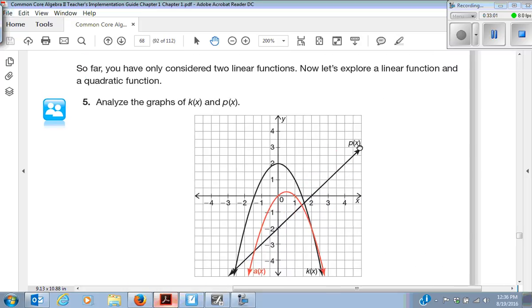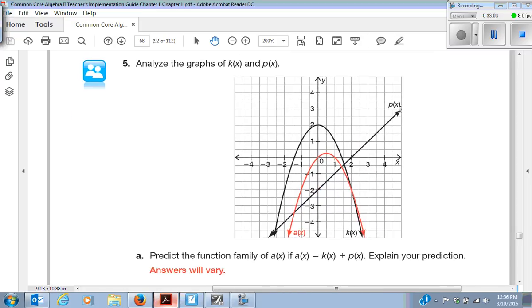So if you look at this example that they gave us, you have a line, and you are adding it to a parabola. And you still got a parabola out. The red is the parabola that they would get. If you look at 1, what's my output on the parabola? 1. What's the output on the line? Negative 1. 1 plus negative 1 is 0, which is why that point is right there. Does that make sense?